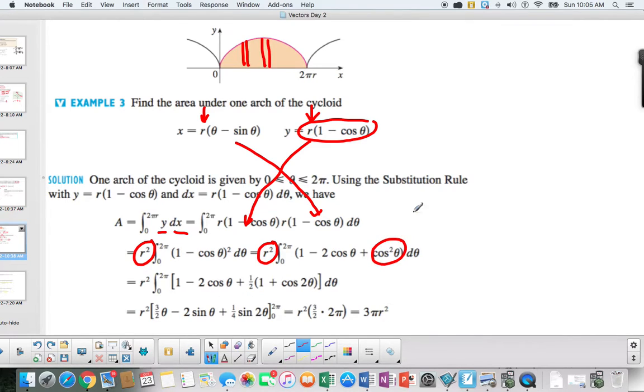This identity has to be changed. So cosine squared theta is going to have an identity, replace it with 1/2, and this is the half angle, or double angle formulas, I should say. So we're going to replace it with that. Why? Because we can't deal with the square. We need to take the square and write it in terms of something that's not squared. And then we integrate, and we're going to get this answer.